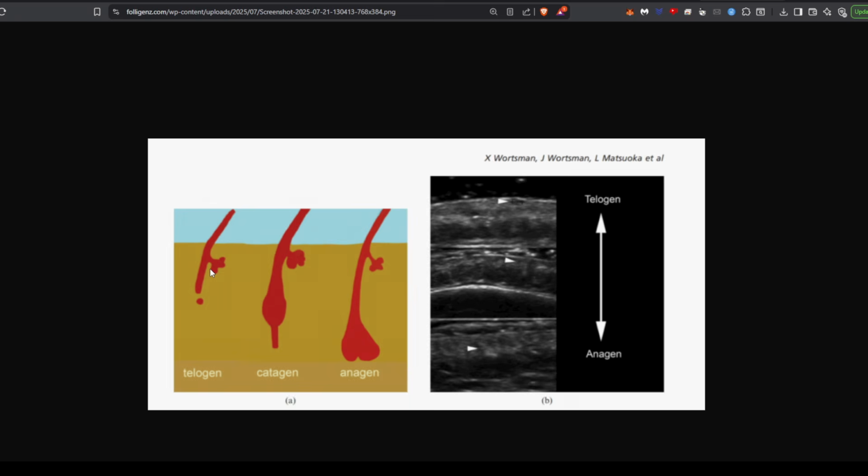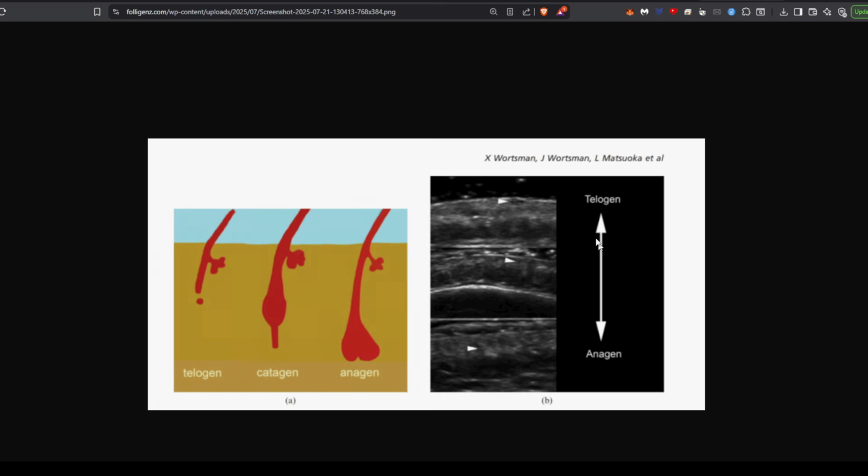And there is some, I guess, classification. It can be like the exogen phase. The exogen phase is technically a subset of telogen, but it's when the hair actually leaves the follicle. And the kenogen phase, if I remember correctly, is when the hair follicle is essentially dormant, right?